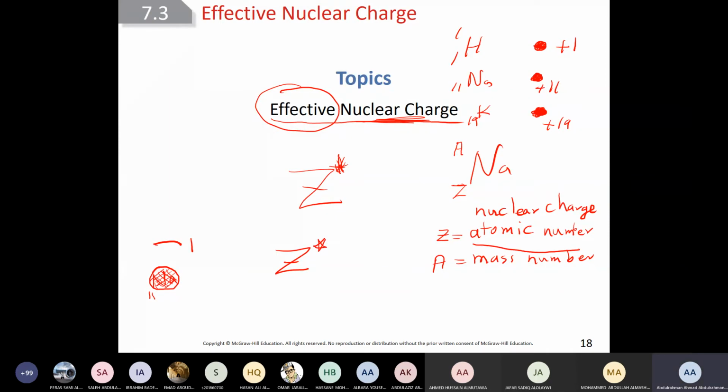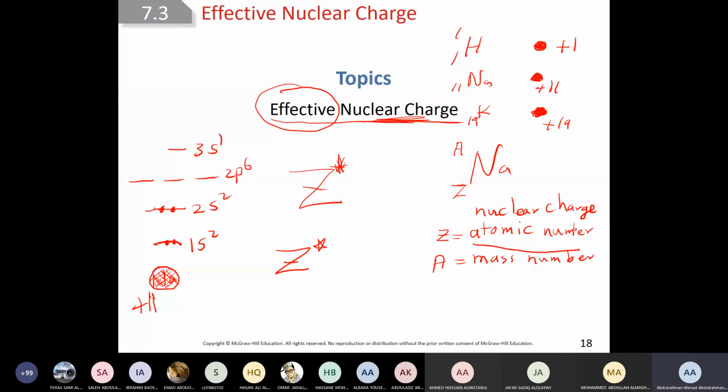1s2, 2s2, 2p6, 3s1. All right. Now, I want you to imagine we have 11 protons here, and we have electrons here, and we have 2 electrons here, and 2 electrons here.